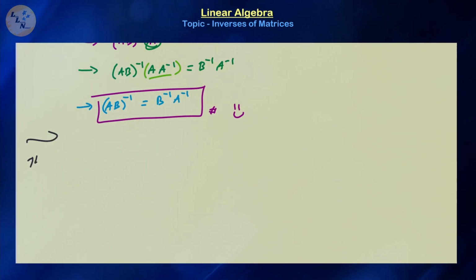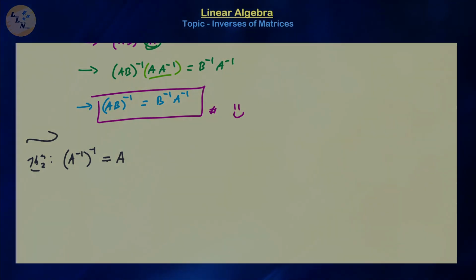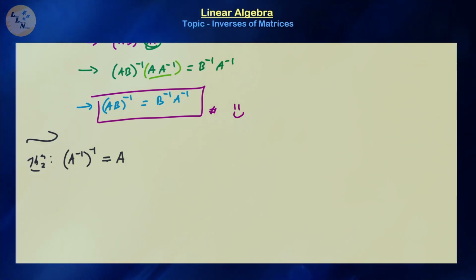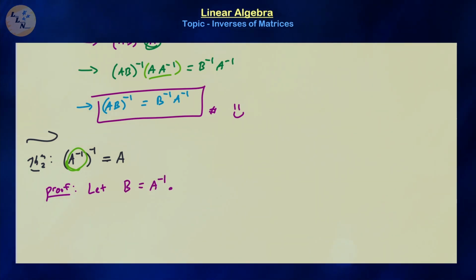For a second theorem, actually, let's take this. Theorem 2: the inverse of the inverse is equal to the original. So to start this off, so we don't accidentally assume what we're trying to prove, we're going to rename A inverse. We're going to give it a name. Let's call it B. Or you can name it whatever you want, as long as it's a friendly name. So we're going to let B be equal to A inverse.